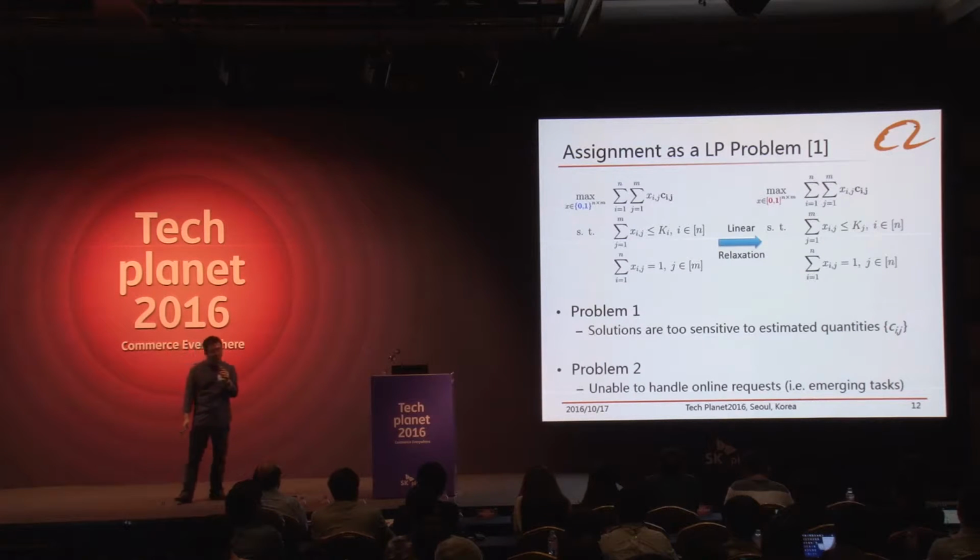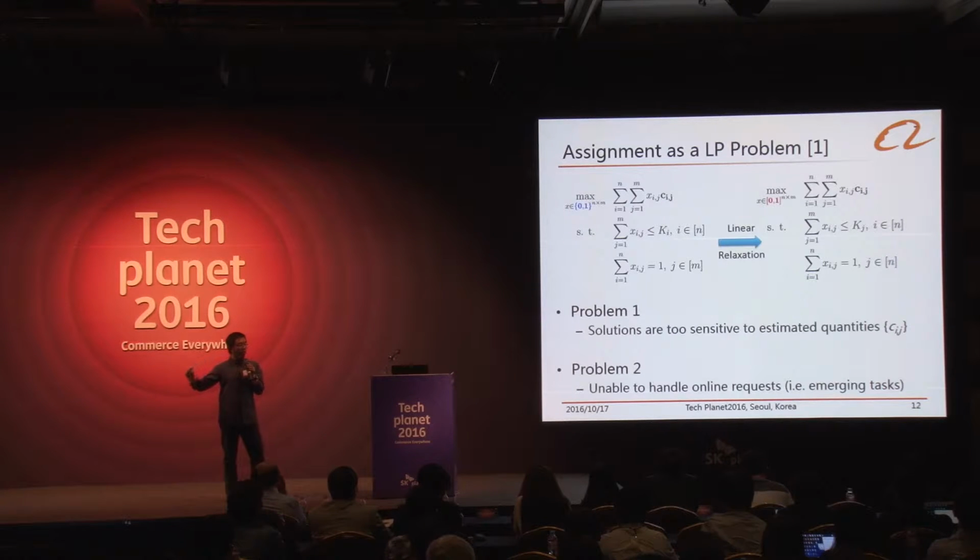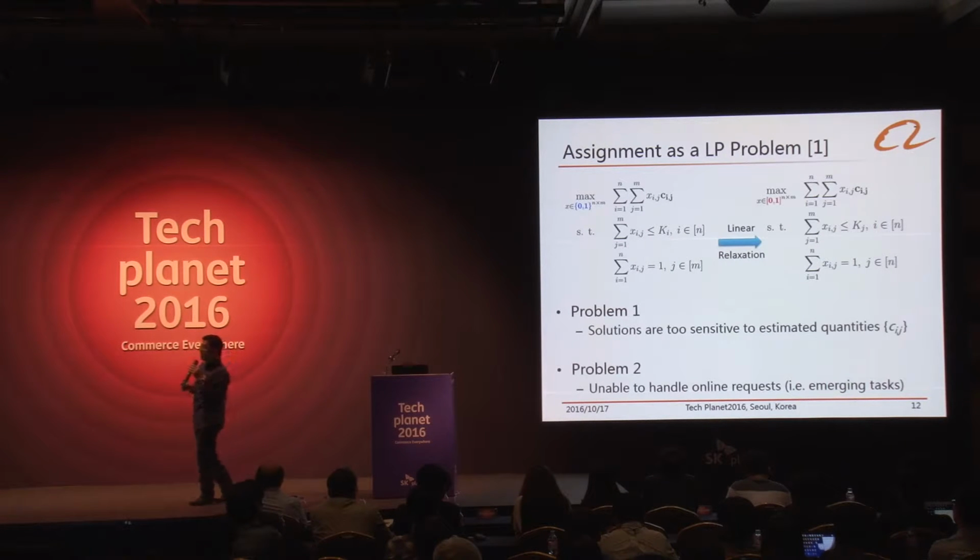The second issue is that for most assignment problems, we assume that you know all the tasks beforehand, such that you can do entire planning for everything. But again, that's not the case. In many cases, like the Ask All project, it turns out the tasks or the questions emerge in an online fashion. Therefore, there's just no way you can do batch planning at all.